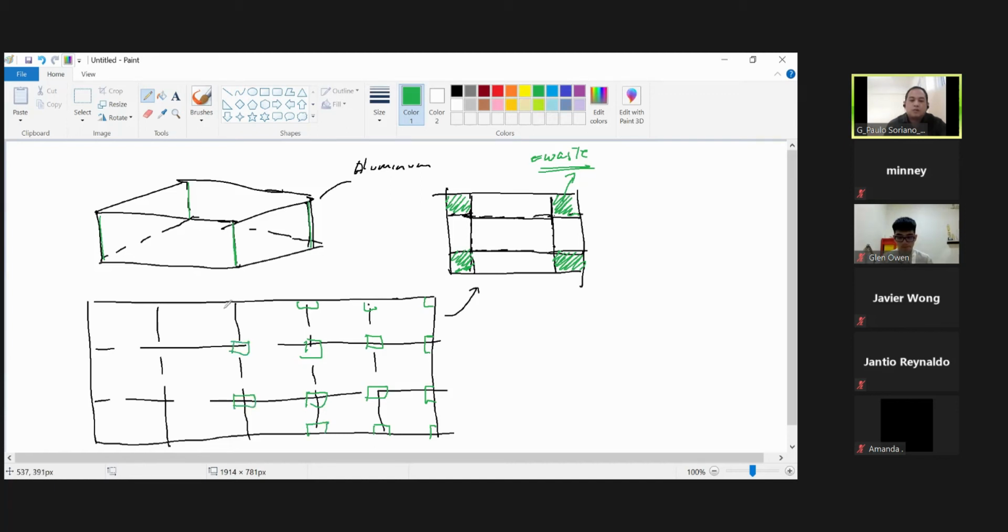So the question is, what measure are you going to apply for the length and width of this container in order to maximize this item that we have here? That's the question that we need to answer.